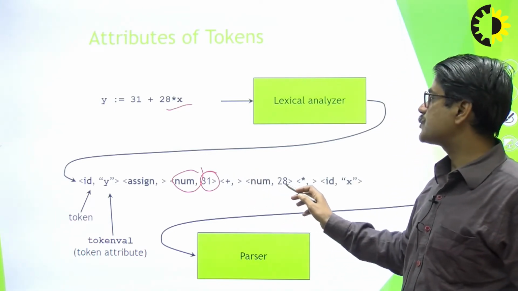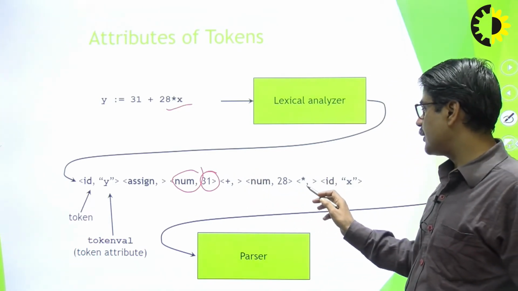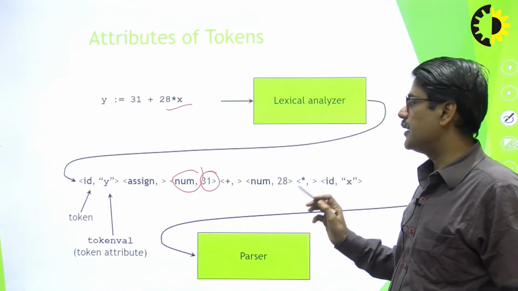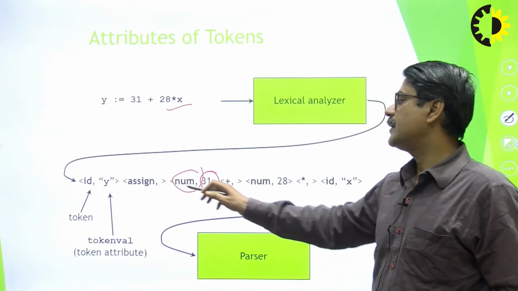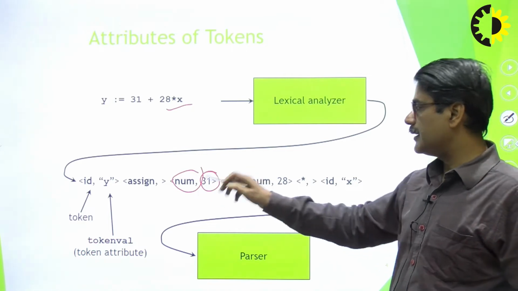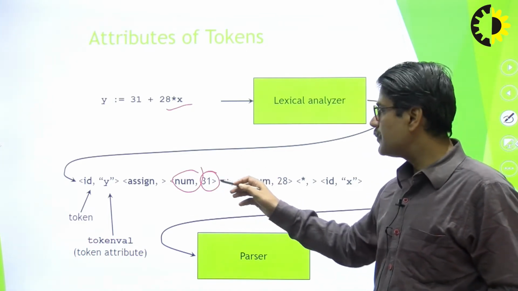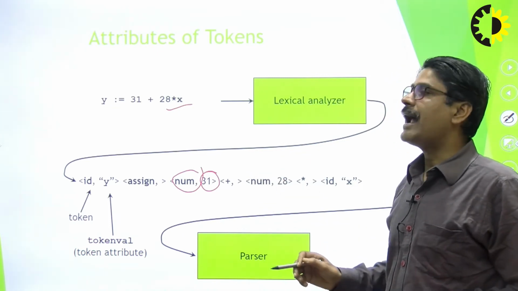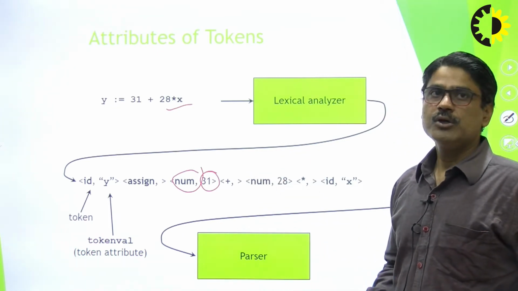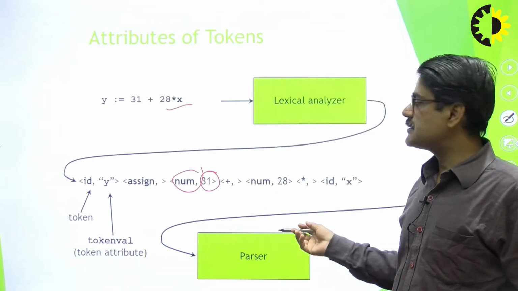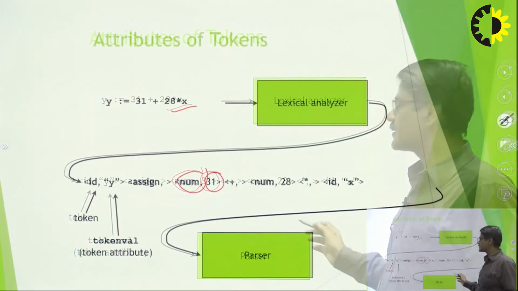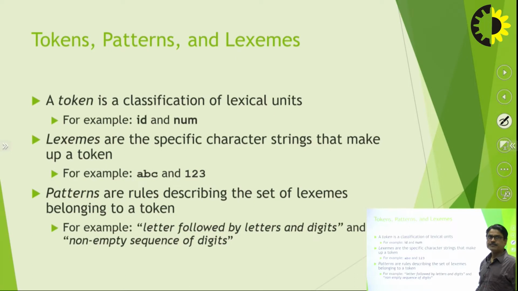Then again the number is 28, then star is a different operator, and ID is also a variable. So the basic tokens are identifiers or variables, numbers, operators, and another token is keyword. These are the attributes of tokens that are demanded by the parser to generate the parse tree.